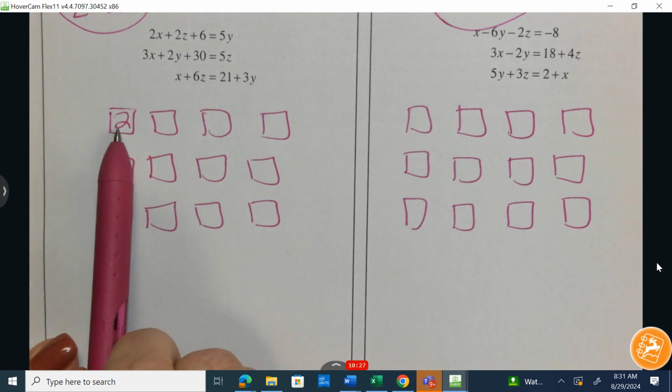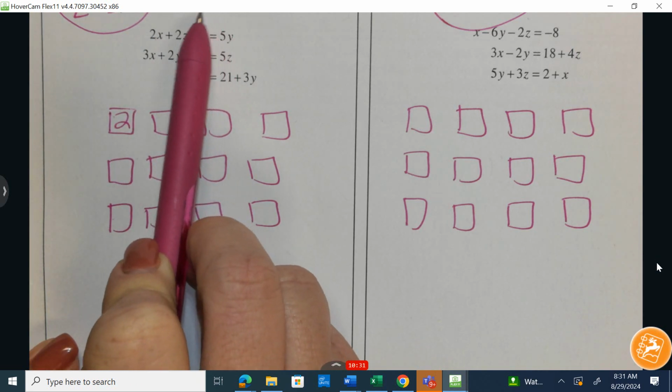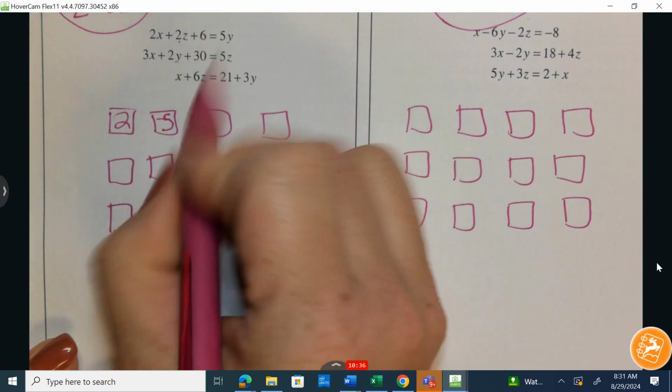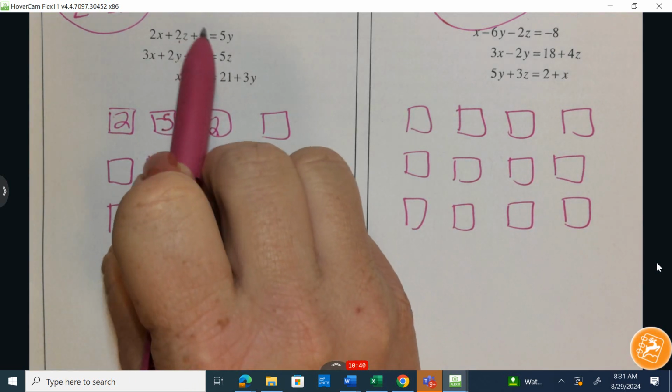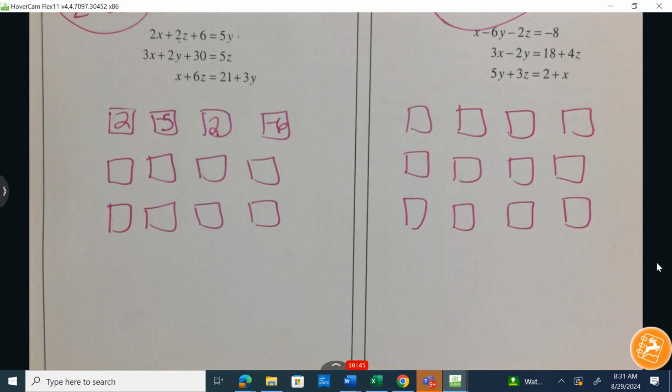The x is on the correct side. It remains positive 2. The y is not on the correct side. When it joins the left-hand side, it has to change sign to become a negative 5. The z is on the correct side. Now, I don't want to make the same mistake I made in example 2. The constant needs to move to the right. It was a positive 6. When it moves over, it's negative 6.